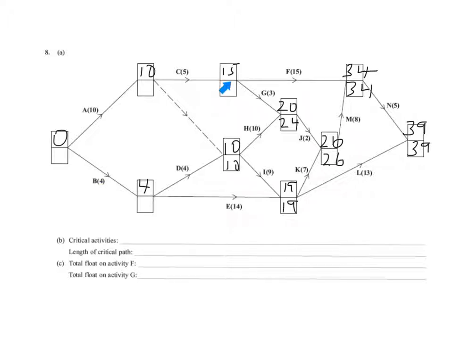What about this, the start of F and G? Well, 34 minus 15 is 19. 24 minus 3 is 21. So we have to take the smallest of those values, 19. If we start activity F after 19 days, we won't get to there for 34 days. So the latest start time here is 19. So 1 there. There it is.